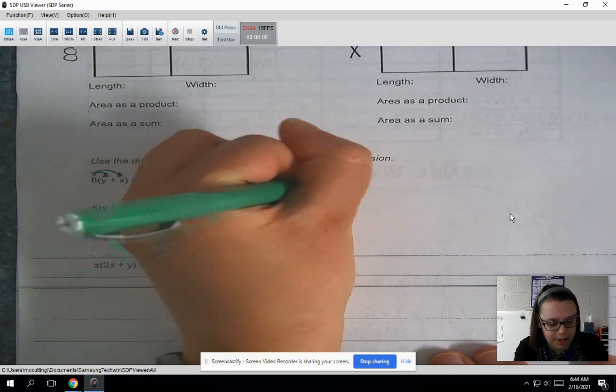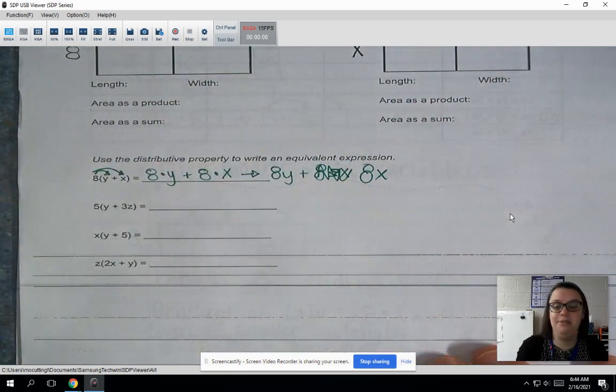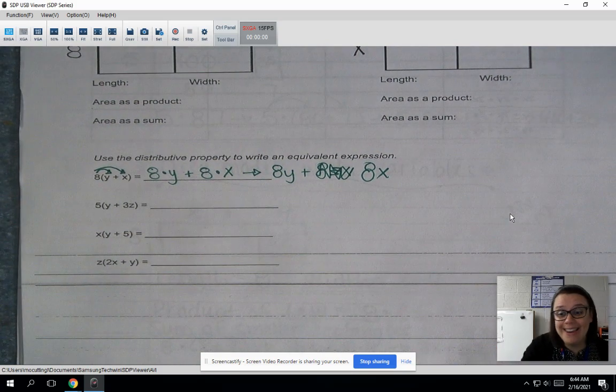8x. There we go. Okay. I cannot combine them and call them 8yx or 8xy. I have to leave them just like that.